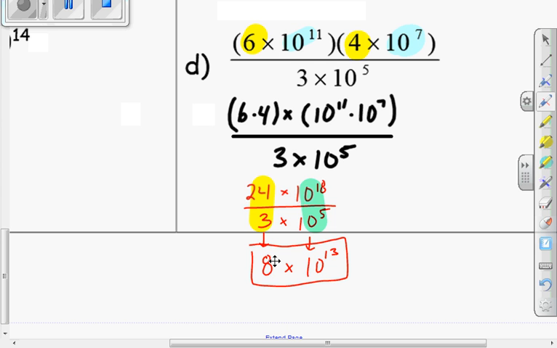This number here is less than 10, greater than or equal to 1. So it fits the criteria for scientific notation as a coefficient, and we have that being multiplied by a power of 10.